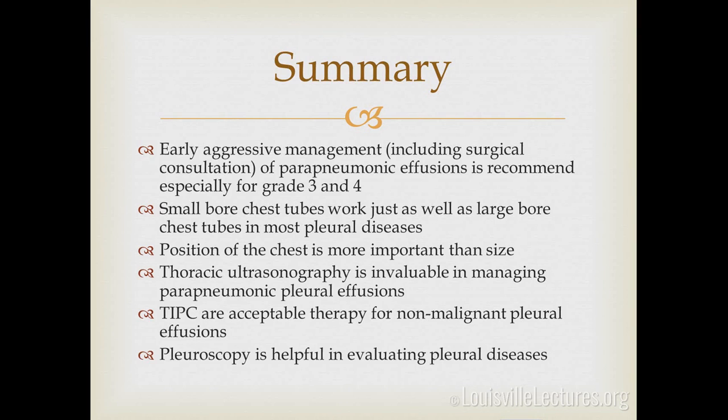So just to summarize everything, early aggressive treatment of empyemas or parapneumonic effusion is most important. What is early? Day 3, day 4, day 5, roughly around that time. Small bore chest tubes work just as well as large bore chest tubes or just about anything. Maybe if you have a hemothorax, then large bore chest tubes are better. With small bore chest tubes, if they get clogged or you're worried about them getting clogged, you can instill normal saline, 30 cc's every 6 hours, just to keep them flushed. The position of the chest tube is a lot more important than the size of the chest tube.